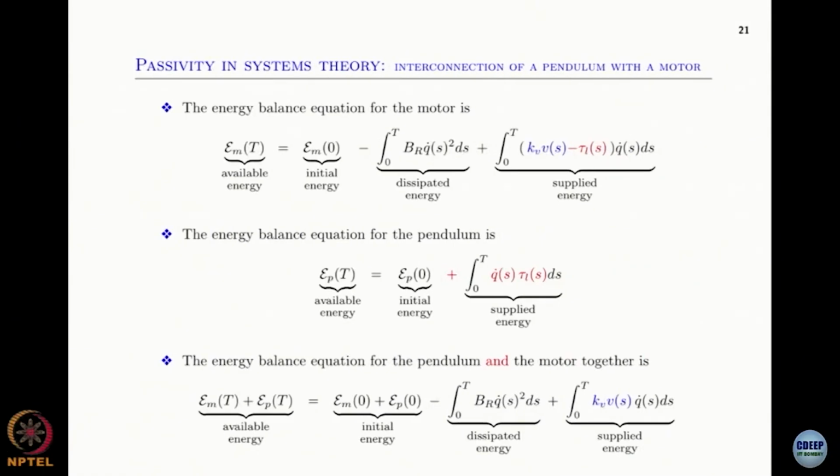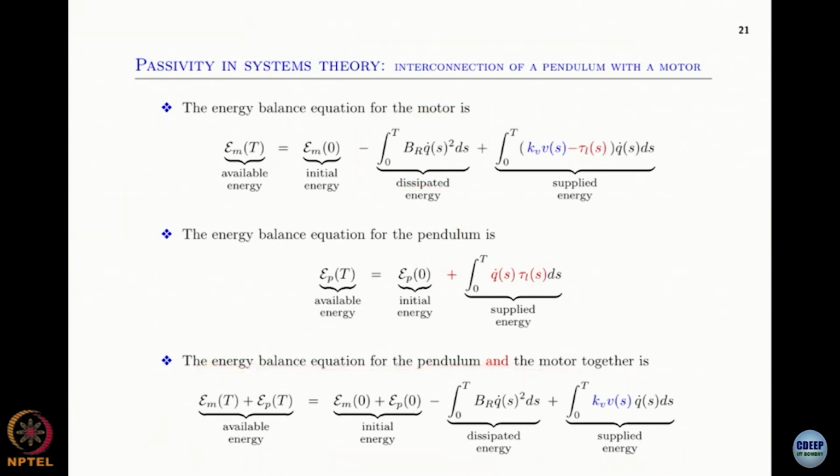plus the potential energy that was over there already. Now, the nice thing about this is that the whole system, interconnected, will also have some energy, right? And this energy will be basically just the sum of this plus that. So now we have the sum of the energy in the motor plus the energy in the pendulum. That will be the energy of the whole thing. And if the pendulum didn't have friction, it doesn't matter because this guy will just contribute there, and the energy balance equation for the closed loop system, for the interconnected system, will look like this.